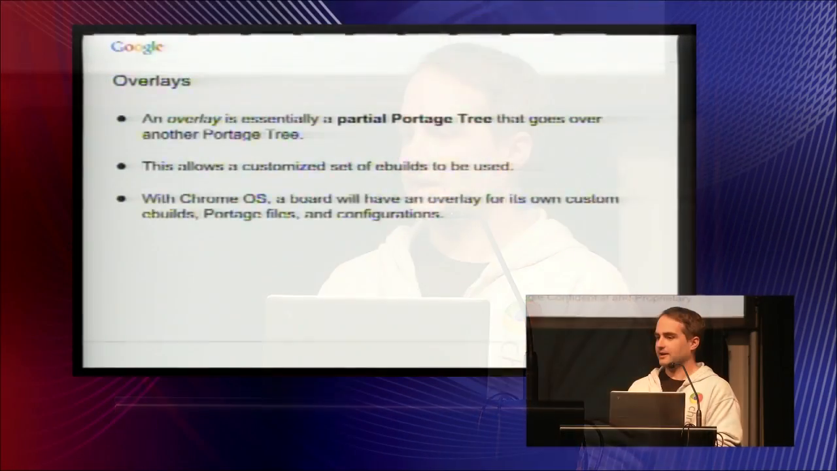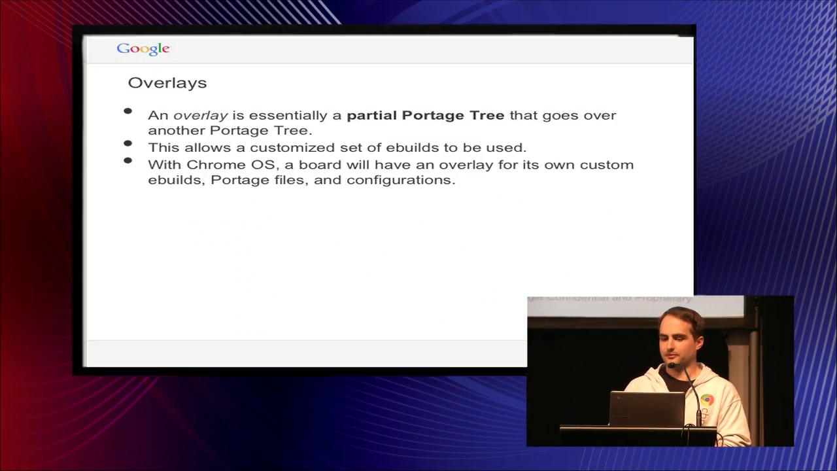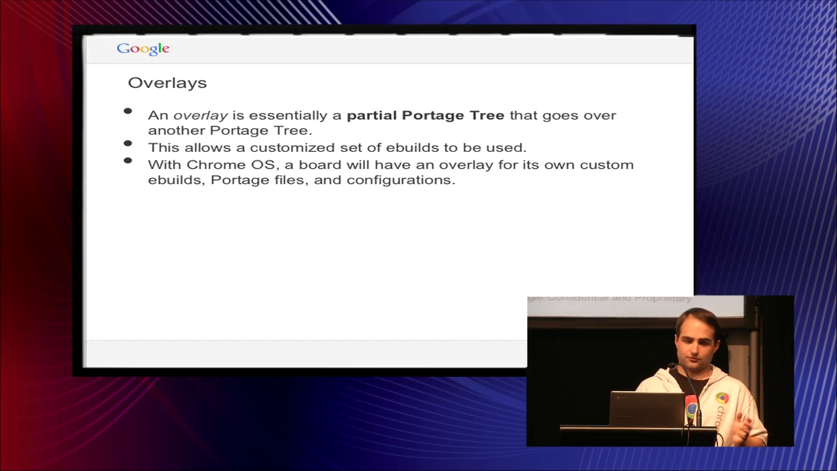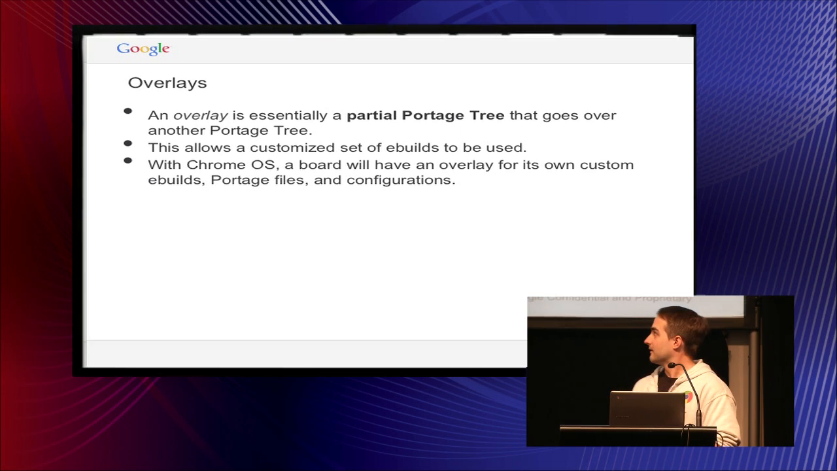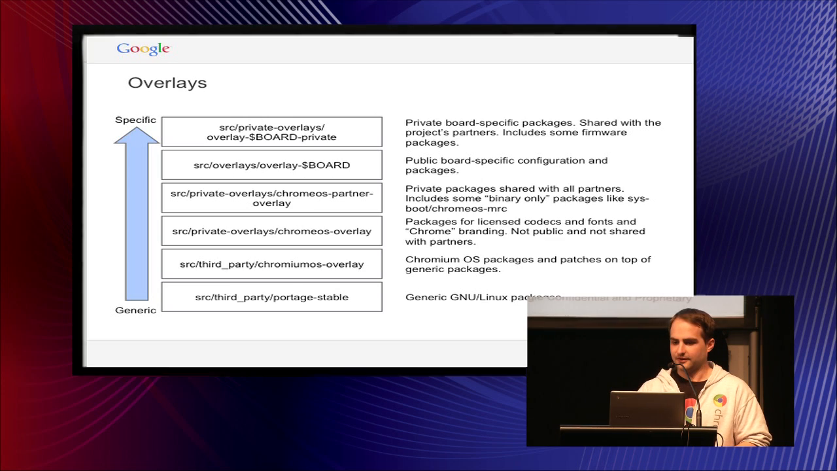Okay. So we've talked a little bit about Portage trees and what Portage is. Now we can talk about what an overlay is. Any board we have has its own overlay, and an overlay is basically a partial Portage tree. What this allows us to do is to have unique ebuilds for a particular build setup. So if I wanted to have a specialized firmware, I would have an overlay that contains an ebuild for this firmware. And we'll show some examples of that later on here.